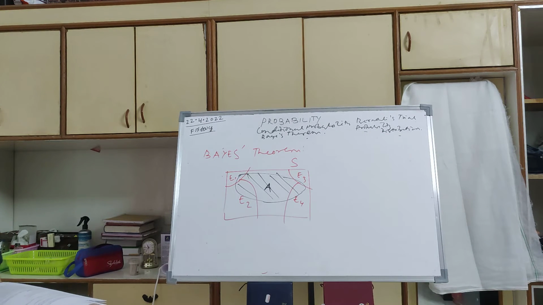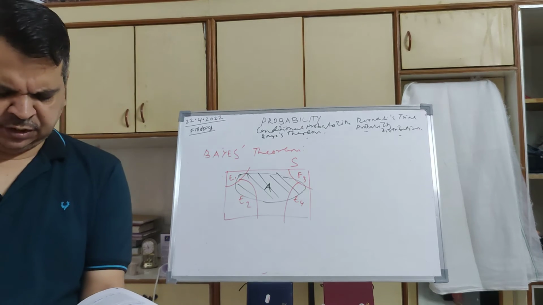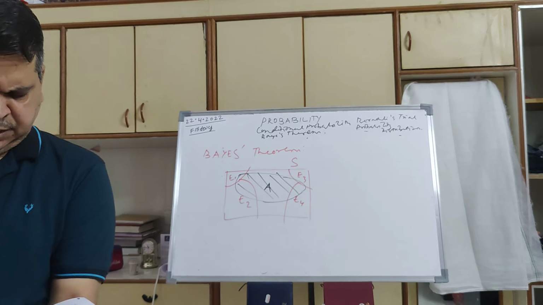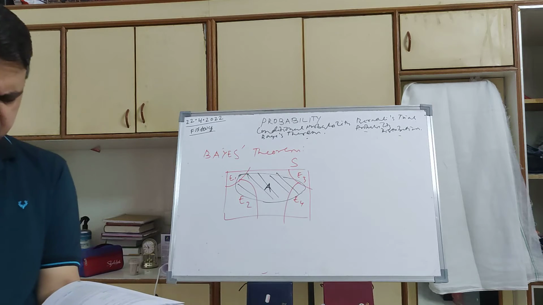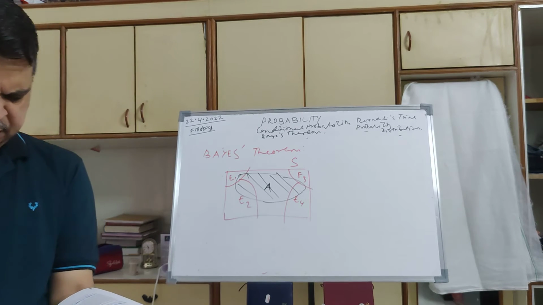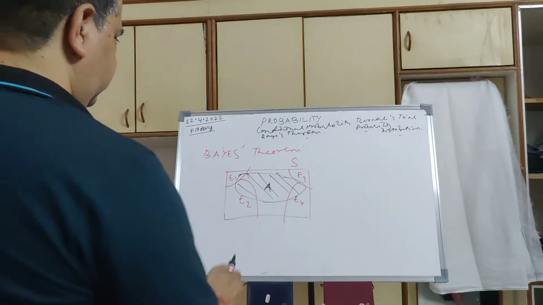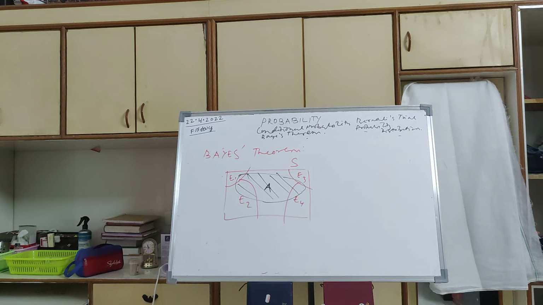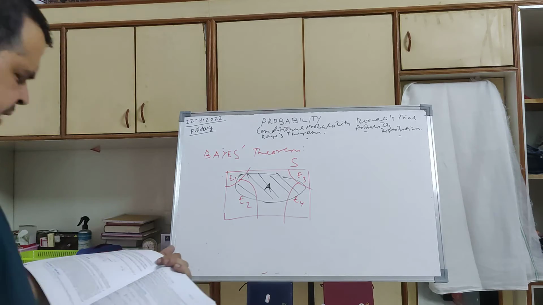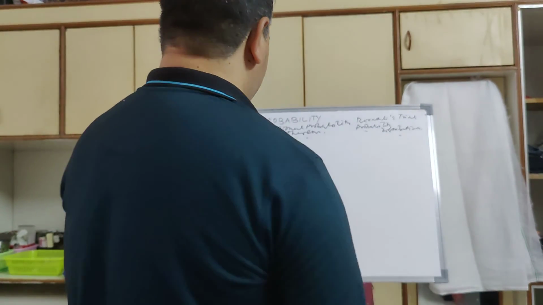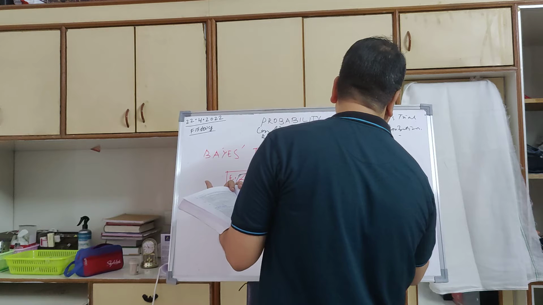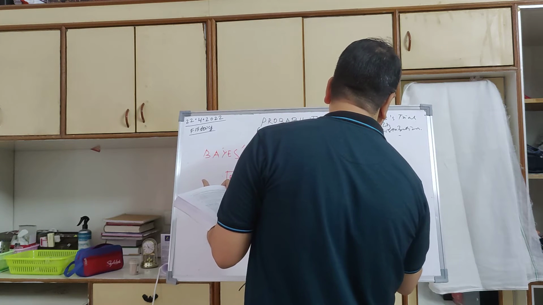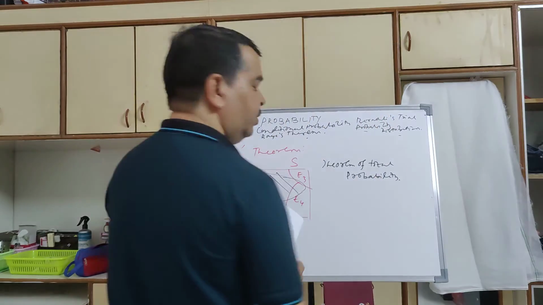So let E1, E2, E3 up to En be a partition of sample space S, and suppose that each of the events E1, E2, up to En has non-zero probability of occurrence. Let A be an event associated with S. So A is also associated with S, and E1, E2, E3 are a partition of sample space S. If this is the case, then there is something called the theorem of total probability.